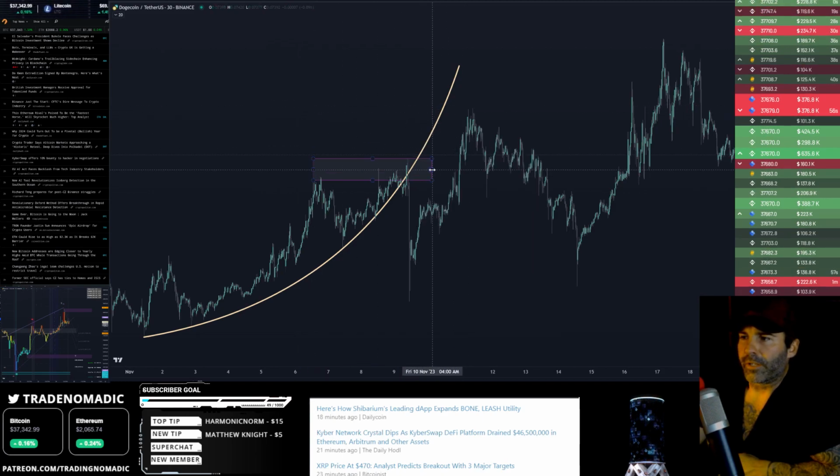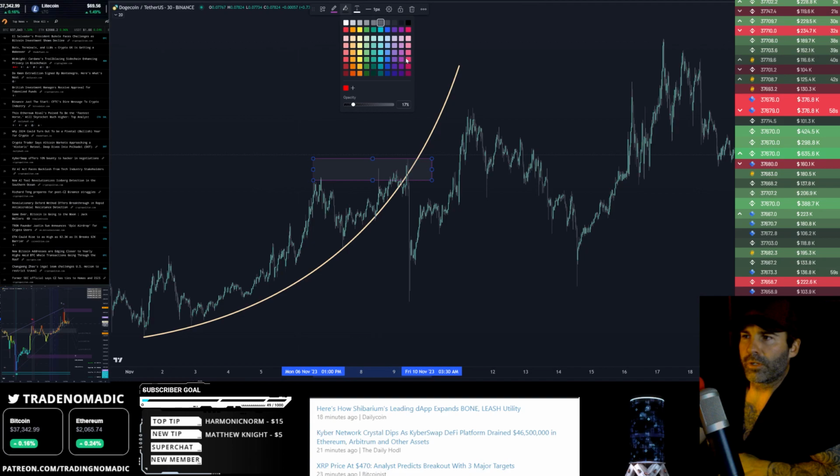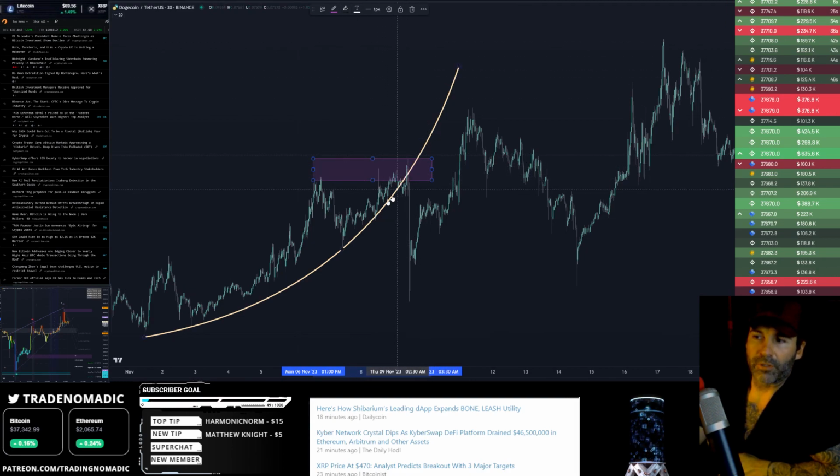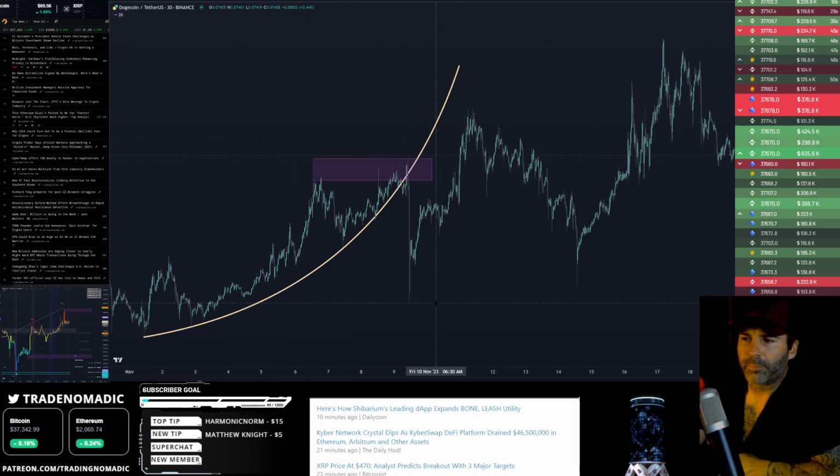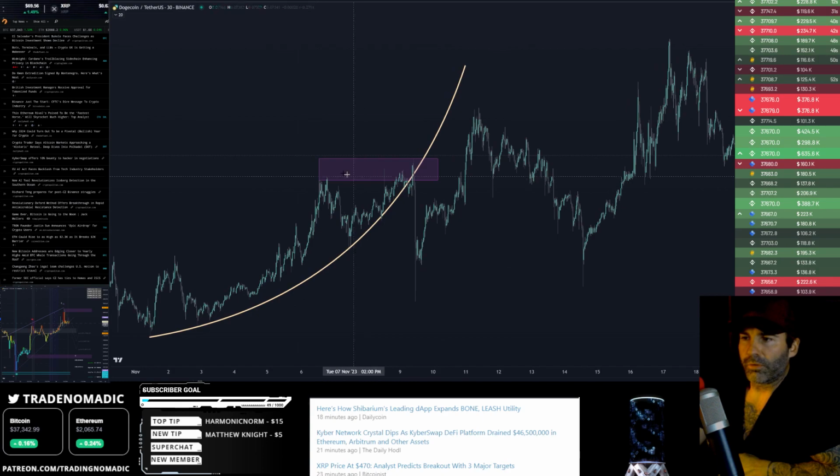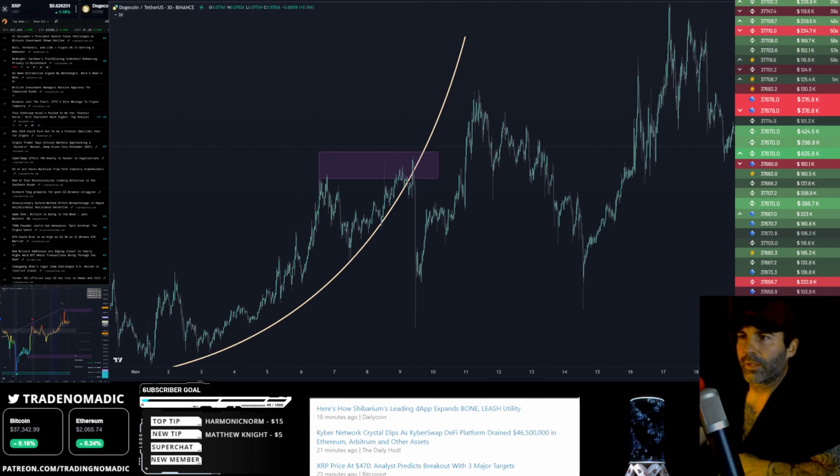All right, you've got your little zone, and you broke underneath it. You broke your trend, your parabolic log curve coming up. So retail probably FOMO'd here, FOMO'd here. It's going to the moon, never going to stop.